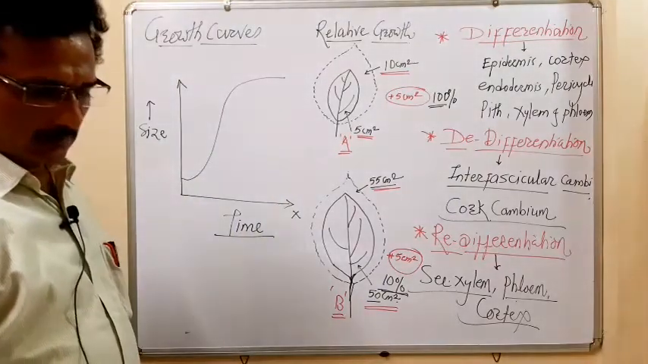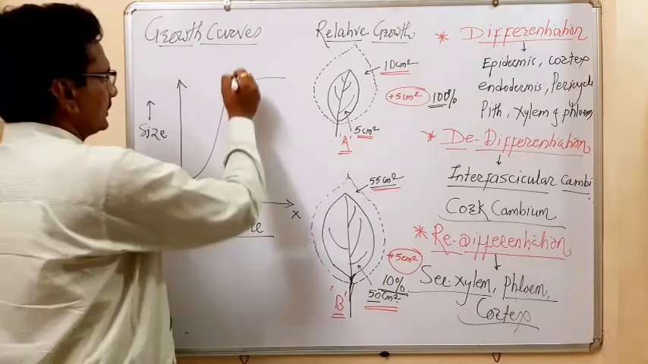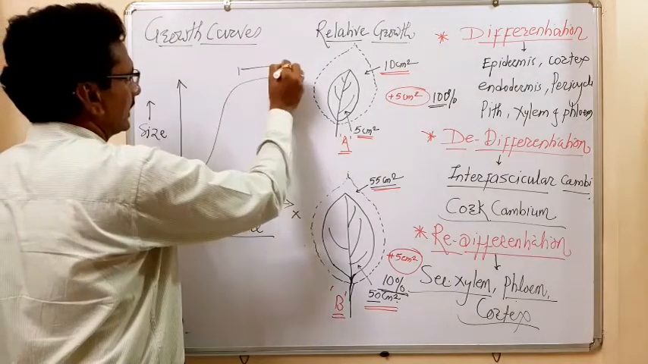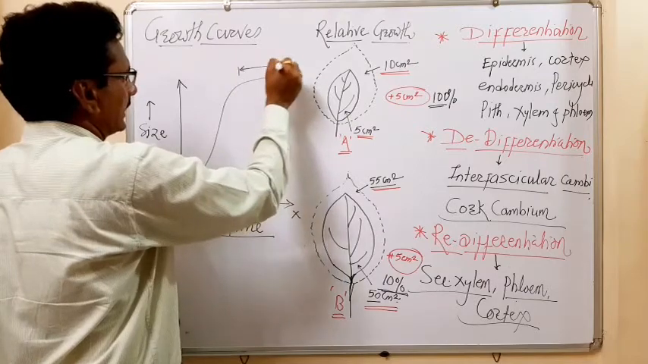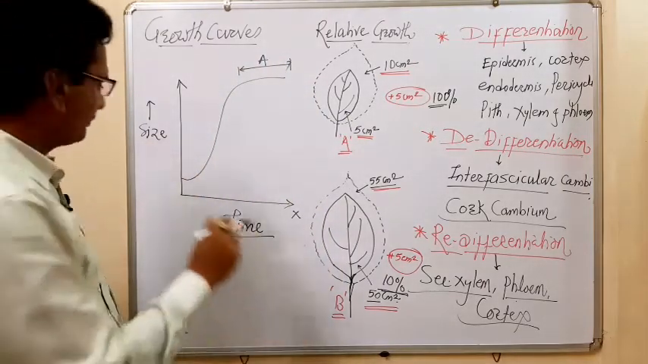They have given the A site, B site and C site. So this is the A site. Then the next site is given as the B site.